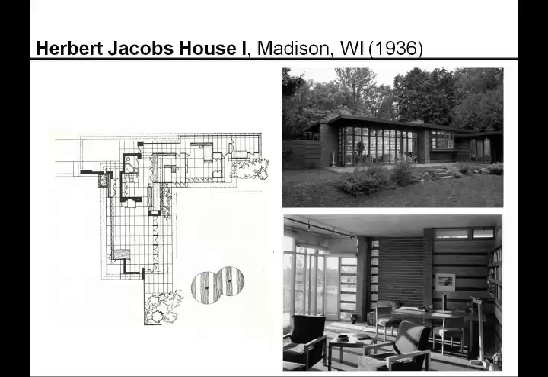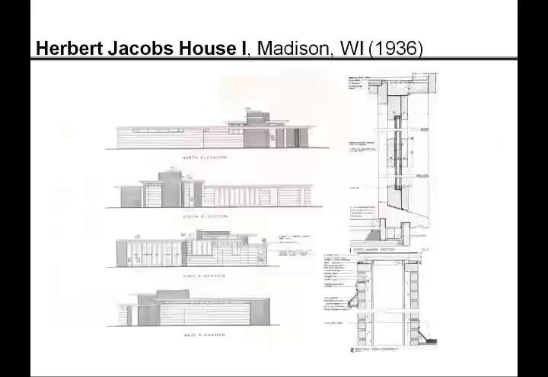You'll notice this wall of windows looking out onto the garden. And then in the image on the bottom right, you can see the clerestory windows and the built-in furniture and shelving, all very common features of the Usonian house.